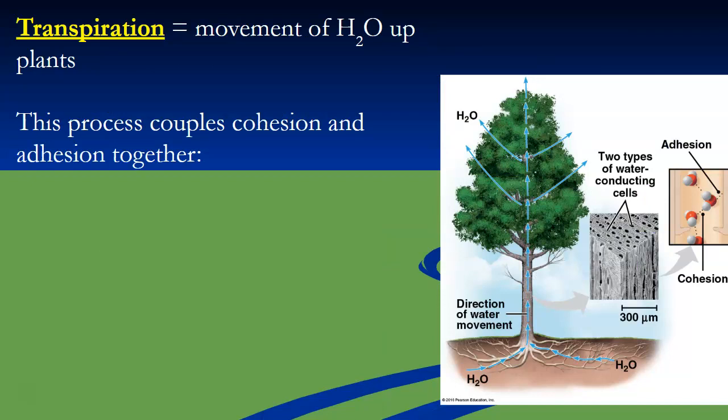Another example of this is called transpiration. As I mentioned, it moves water up to the top of the plants. So it couples both the idea of cohesion and adhesion together to ensure that water makes its way to every part of the plant.